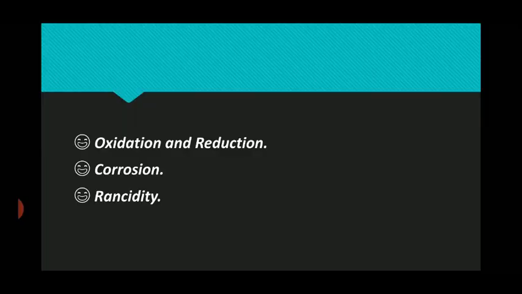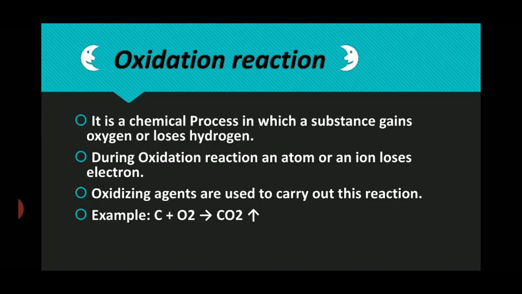Now in this chapter we are going to discuss oxidation and reduction. Second point is corrosion and third one is rancidity. Now first come to the oxidation reaction. First try to understand what is meant by an oxidation reaction. It is the chemical process in which a substance gains oxygen or loses hydrogen.